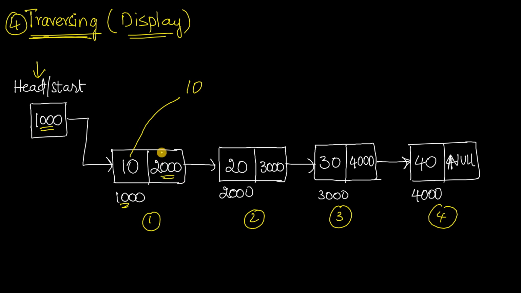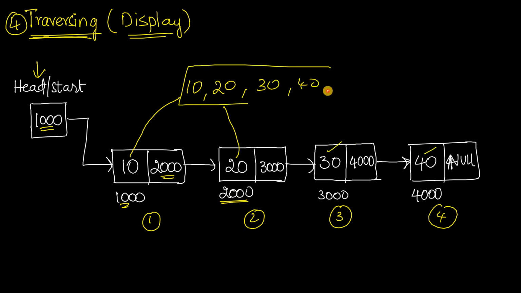the second node by using this address 2000. After coming here, print the 20, right? And next like that print 30 and last print 40. So this is nothing but traversing the singly linked list, or simply I can say displaying all the elements in the singly linked list. So this is the fourth operation.